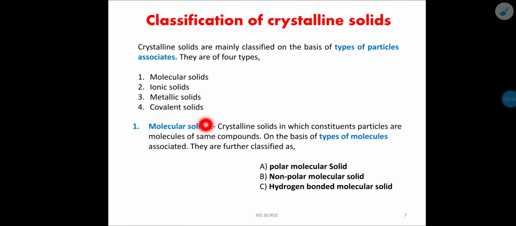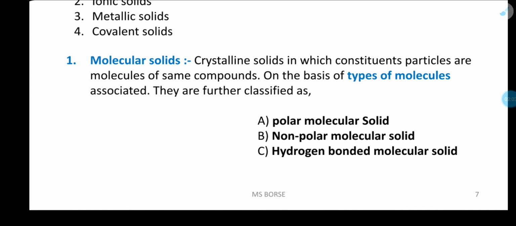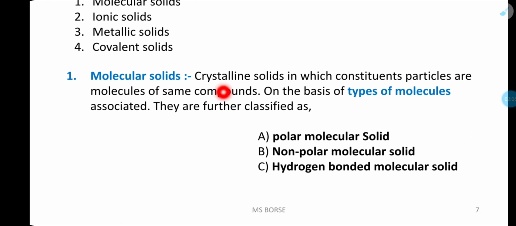Covalent solids are like molecular solids, but the molecules or atoms are covalently bonded to form a crystalline solid, which is called a covalent solid. Let us see one by one in detail. So first is molecular solid. In a molecular solid, the crystalline solid in which the constituent particles or molecules of the same compound, that means same molecules, are associated to form a solid, is called a molecular solid.